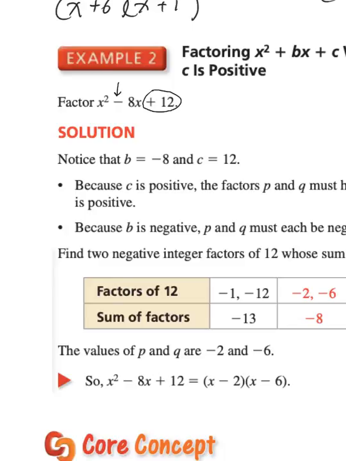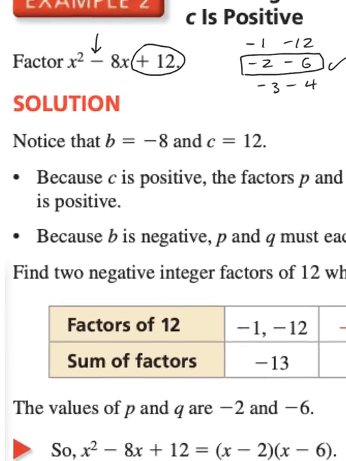Let's go ahead and take a look at the ways that we can multiply to get positive 12, and we could go negative 1 and negative 12, negative 2 and negative 6, negative 3 and negative 4, and I think that's about all we can do. So the question is, which of those two multiply to positive 12? Well, all of them do. But which of the two also add up to negative 8? Well, there it is. Right in the middle, you see the negative 2 and the negative 6. Those will be the two numbers that we're going to use in our factors.